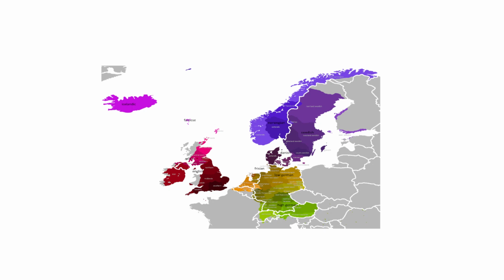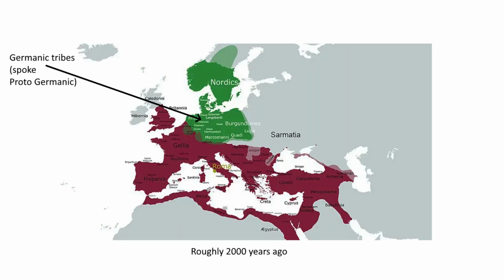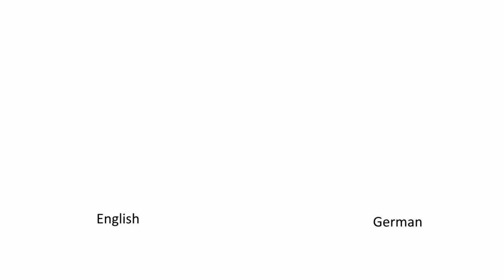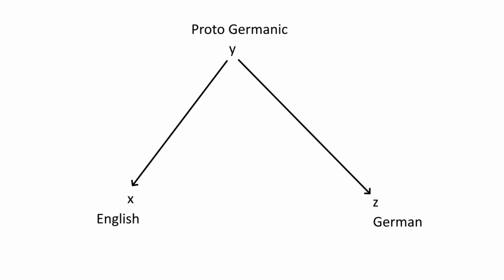English and German are the two most spoken Germanic languages, both descended from Proto Germanic, the language spoken by the Germanic tribes around 2,000 years ago. The Germanic languages are obviously quite similar to each other. In this video, we will compare the consonant correspondences between English and German. We will go through each phoneme in Proto Germanic and see how it developed in English and German respectively.